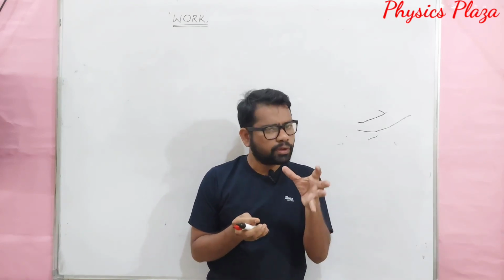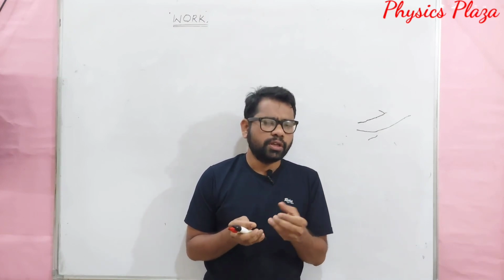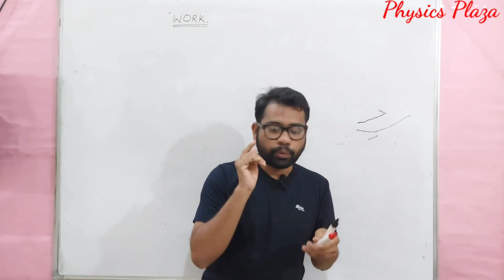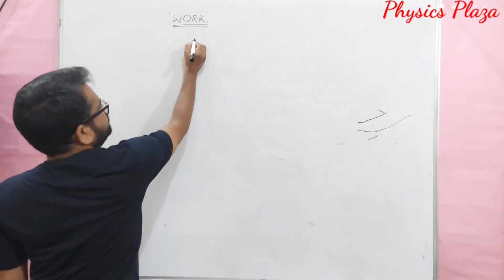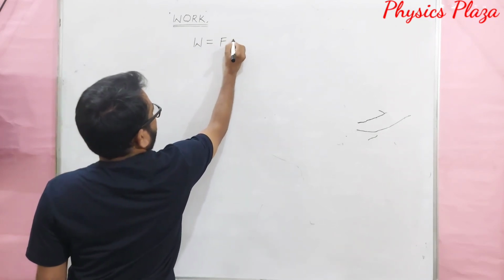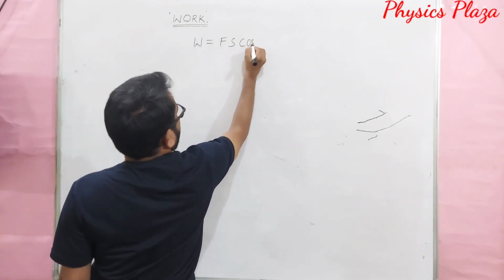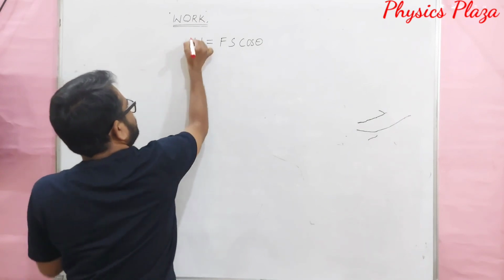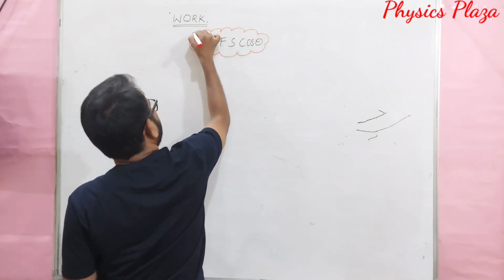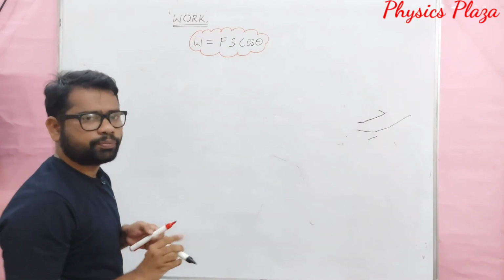Children, now let us see some special cases: when the work done will be positive, when the work done will be negative, when the work done will be 0. Before going to that, dear children, on which factors does the work done depend? Very important. Children, this is the final expression we got: W is equal to F S cos theta. With the help of this only we can say when the work done is positive, negative, or 0.